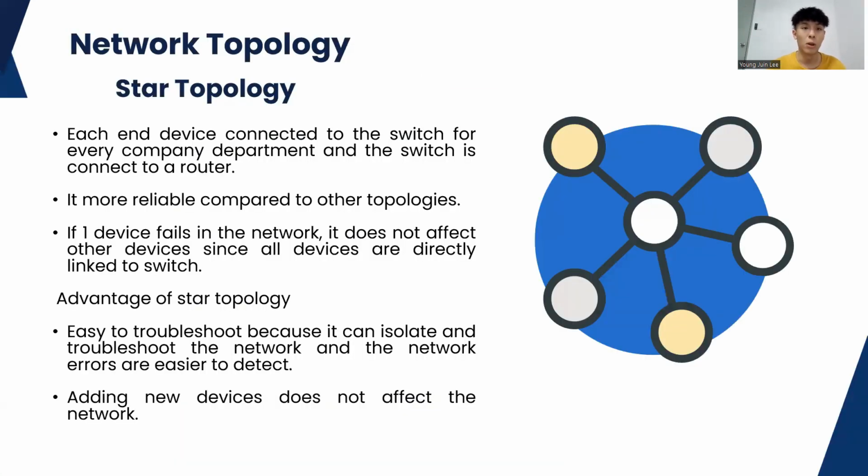Okay, next is our network topology. We use the star topology in our assignment. This is because each end device connects to a switch for every company department, and the switch is connected to a router. It is more reliable compared to other topologies. If one device fails in the network, it does not affect the other devices since all devices are directly linked to the switch. The advantage of star topology is that it is easy to troubleshoot because it can isolate and troubleshoot the network, and network errors are easier to detect.